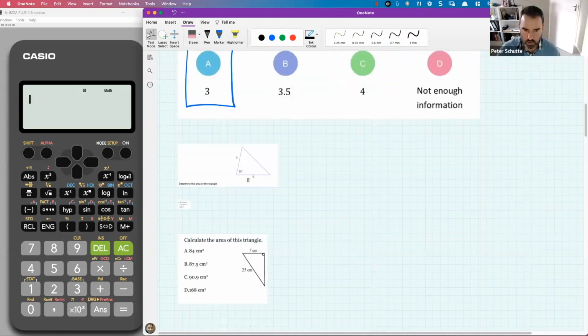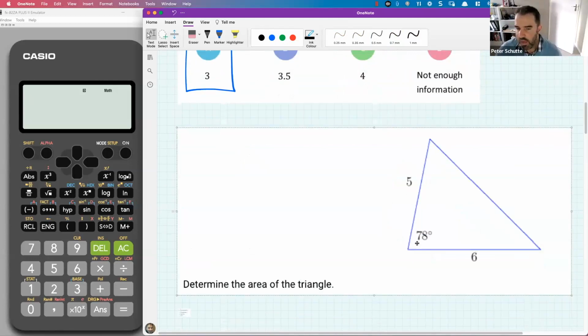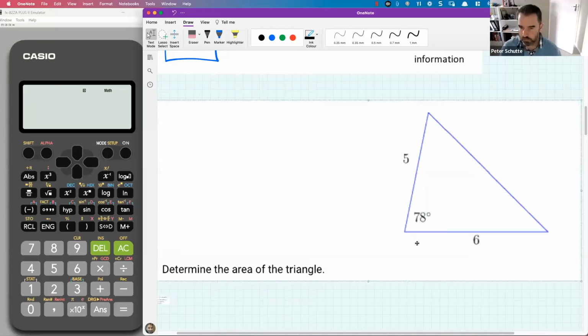I want you to have a look at this thing over here. The question says the following. It says, find the area of this triangle. And all they give you is a side of length 5, a side of length 6, and the angle in between. Why is finding the area of this triangle harder than finding the area of the previous one? Who would like to share their thinking about what makes this harder?